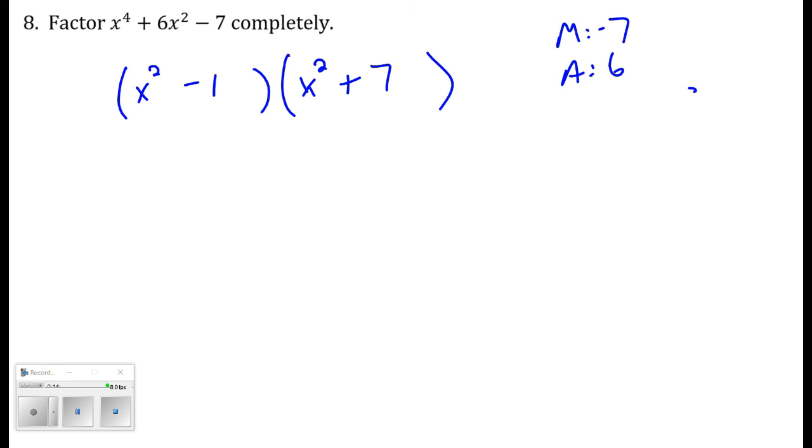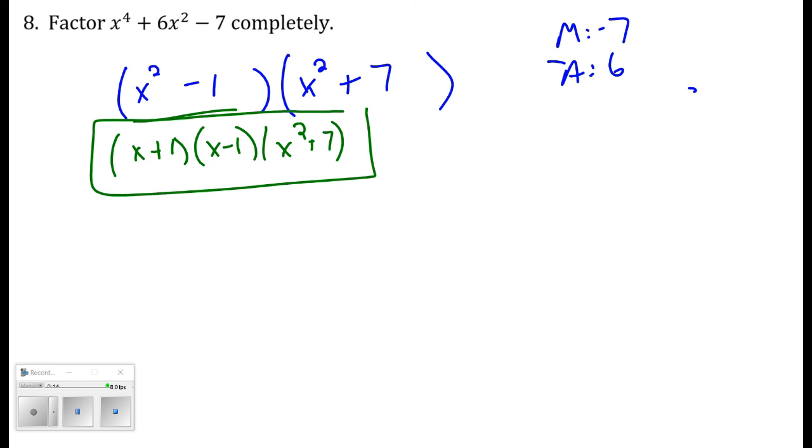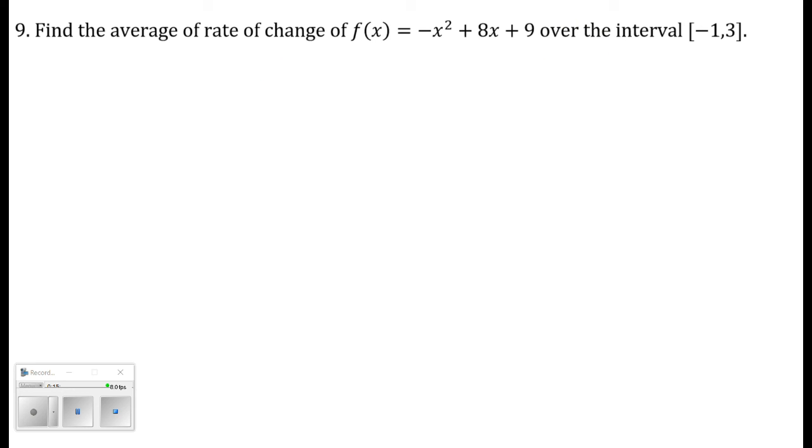Is that factored completely? No, because x squared minus 1 is the difference of perfect squares. So x plus 1 times x minus 1 times x squared plus 7. I can't factor that quadratic anymore. And that's it. So always look out. If it's a trinomial, it's probably going to be some kind of quadratic. This time it was a quadratic in terms of x squared, not just plain old x.